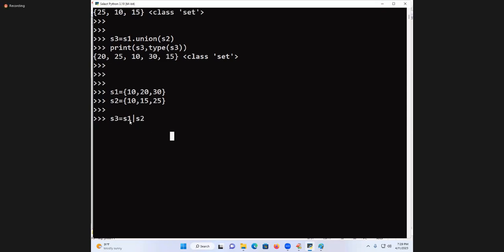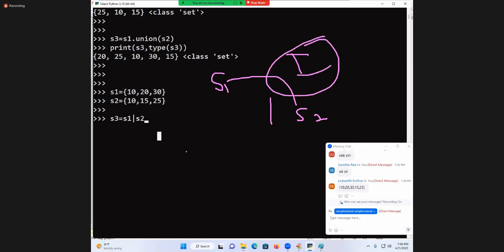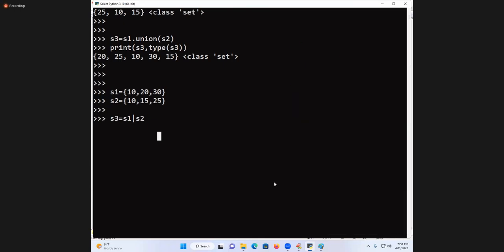Everybody, start. S1 or what? S2. What is happening? In this OR operator, every value of S1 is compared with S2. That is the first stage. Second stage is what? S2 values will be compared with S1. In that comparison process, what is happening? We are discussing how this is working, I want to tell in the class.